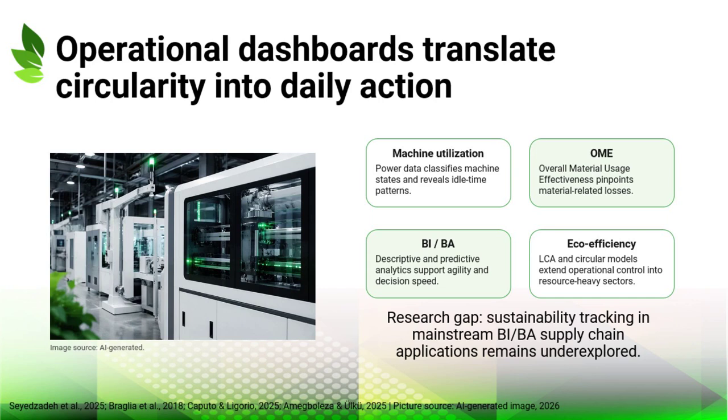Overall material usage effectiveness, or OME, adapts the logic of overall equipment effectiveness to material losses. It shows where material is wasted or used ineffectively during production. Business intelligence and business analytics add descriptive and predictive insight, helping supply chains respond faster. Eco-efficiency models and life cycle assessment extend operational control into resource-heavy sectors.